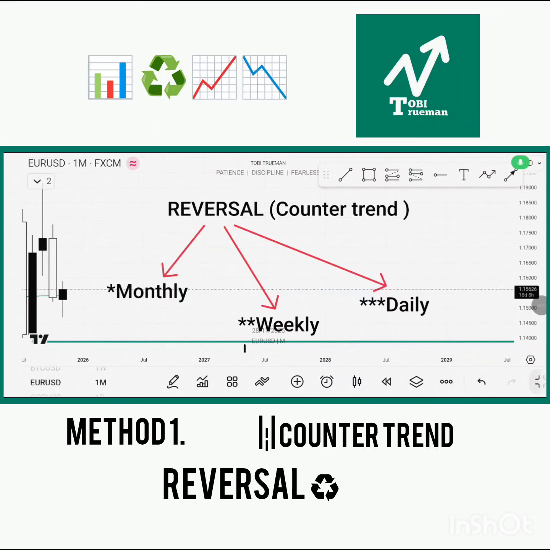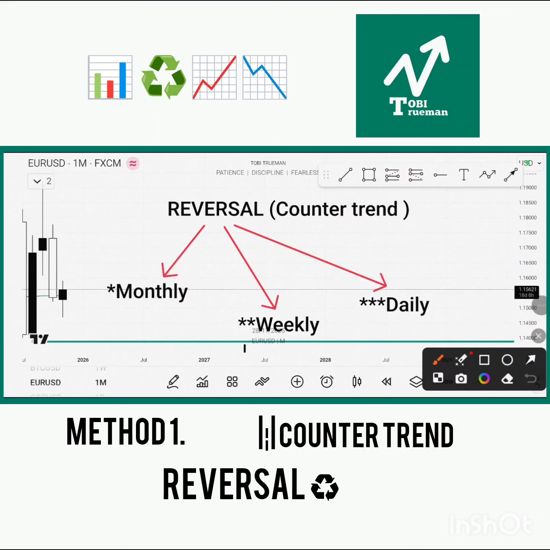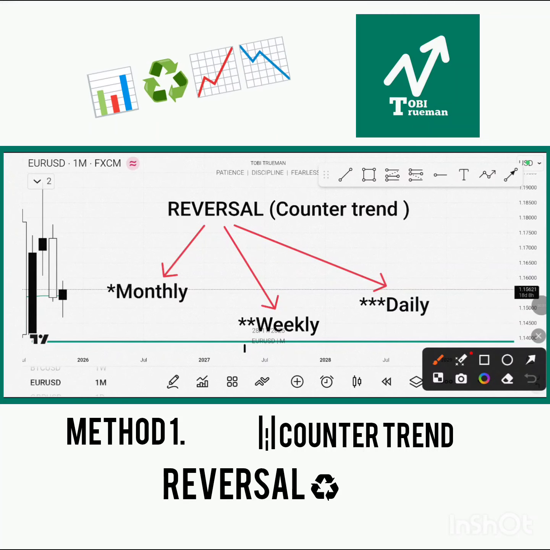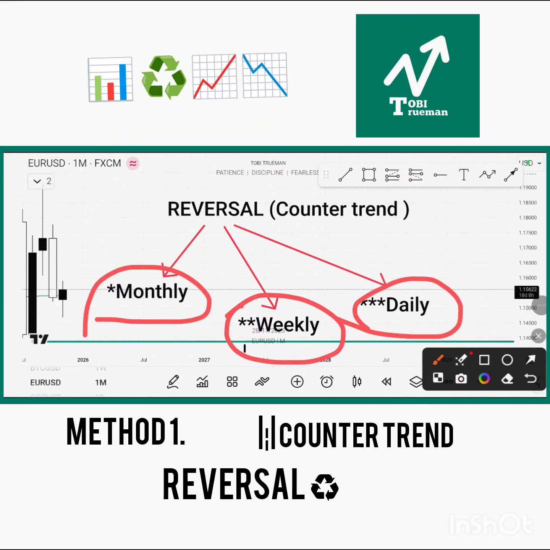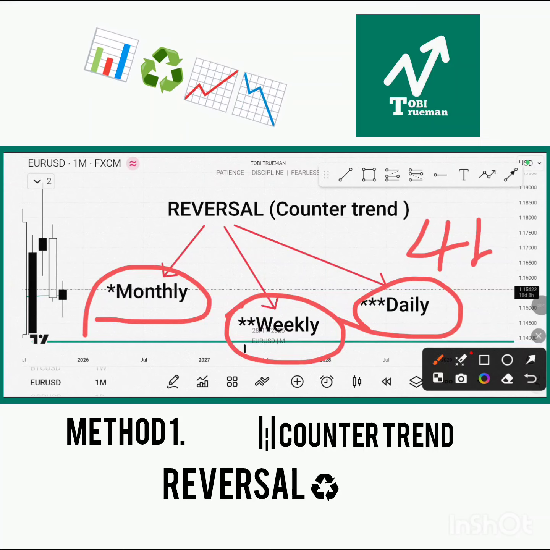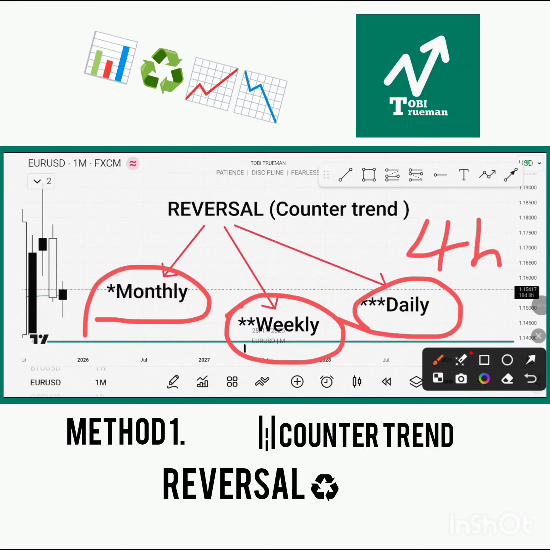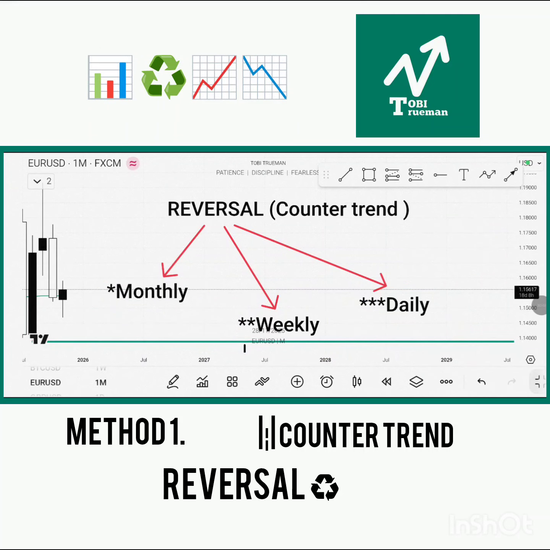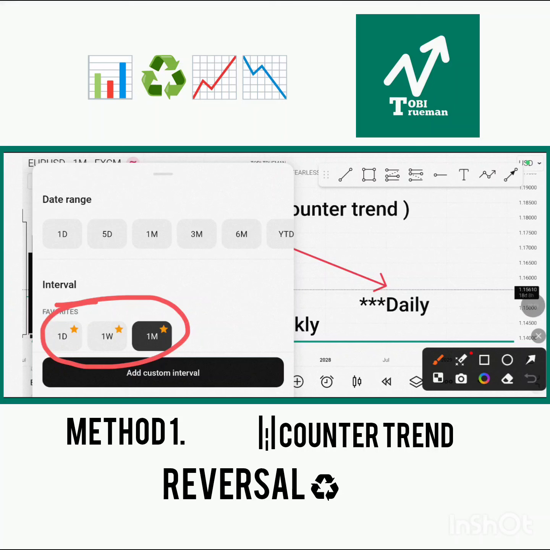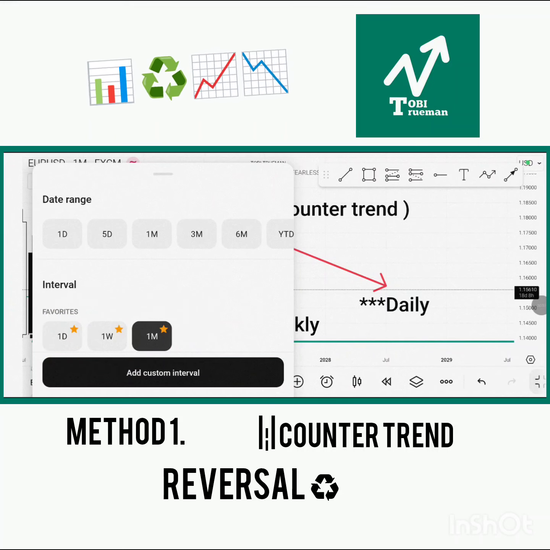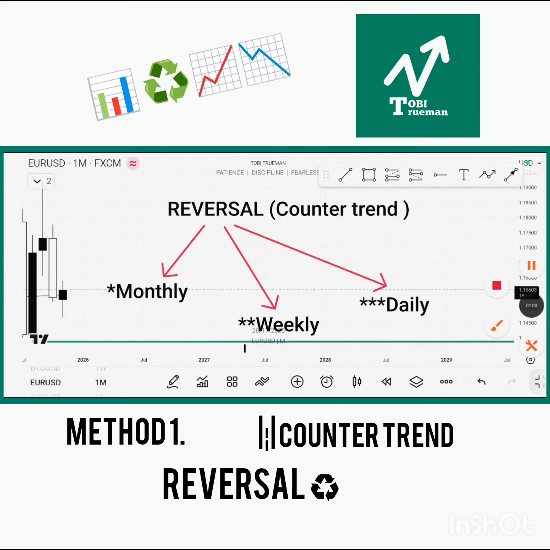Now you can see, like I mentioned earlier in a previous video, that we are going to be dwelling basically on the monthly time frame, then the weekly time frame, then the daily time frame. Then occasionally we can go to the 4-hour time frame to check for one or two things, but our focus is going to be on these three major time frames, like I have put in the favorite section here in the time frame interval.